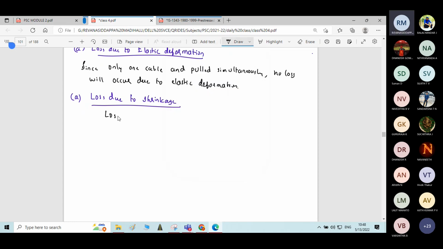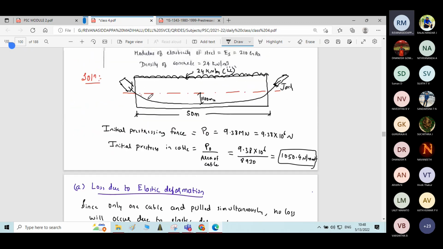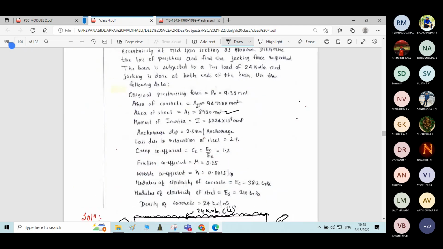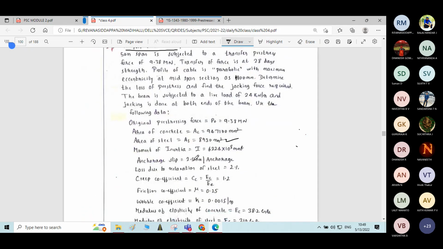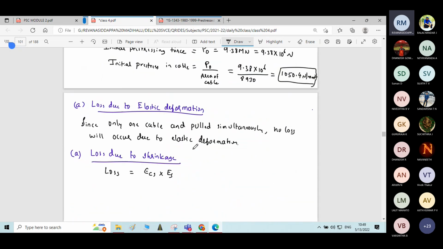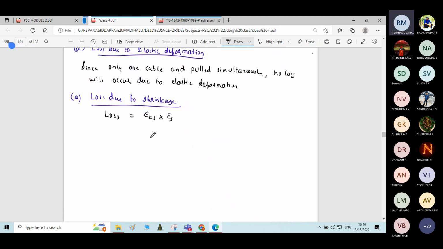Loss due to shrinkage is the product of epsilon Cs into Es, where epsilon Cs is the shrinkage coefficient. Is it given in the problem? No, sorry, I think it is not given. Yes, it is not given. That you need to find. Anyway, we'll find it. How to find this epsilon Cs?